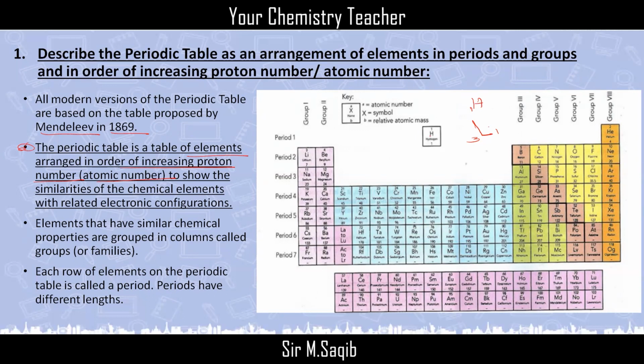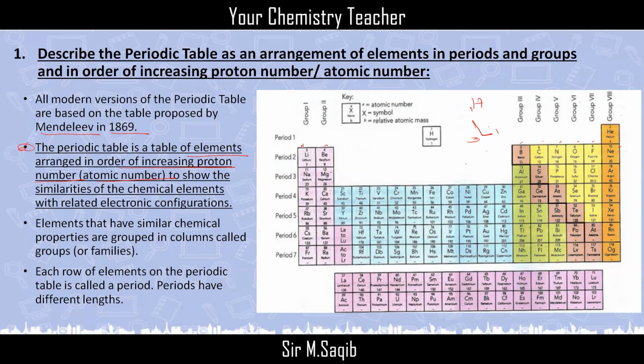As you can see, hydrogen is 1, and then here we can see helium. Helium is 2. Then we have lithium, beryllium, boron, carbon, nitrogen, oxygen, fluorine, neon. These elements are placed in order of increasing proton number, or you can also say atomic number. So they are arranged in order of their atomic number.